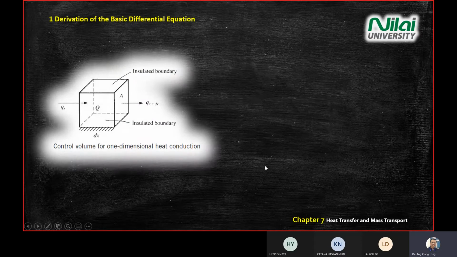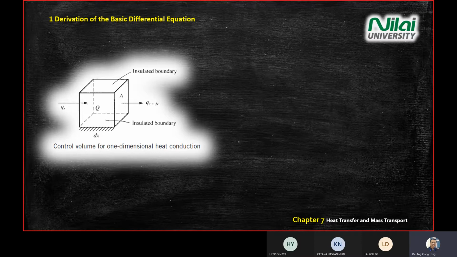Now this chapter, usually you will see a diagram like this. This will also be one of the final exam questions. If you see a cube and a small q or capital Q, it means that it falls under this chapter. Q means heat transfer. For this chapter, you need to recall what you learned in your thermodynamics.